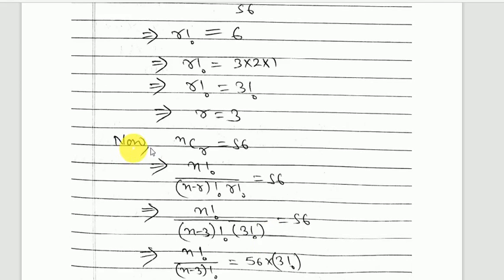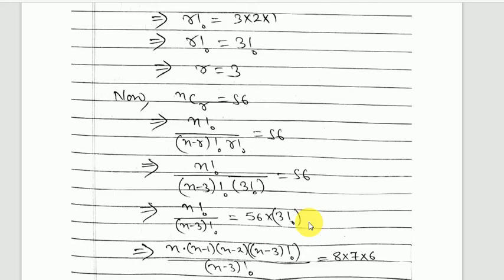Now NCR equal to 56. So we have got the value of R. Now we are looking for the value of N. So NCR means what? Factorial N upon factorial N minus R into factorial R is equal to 56. So we know the value of R, so we'll put the value of R. So factorial N upon factorial N minus 3 into factorial 3 equal to 56.